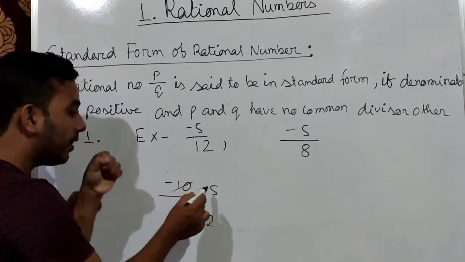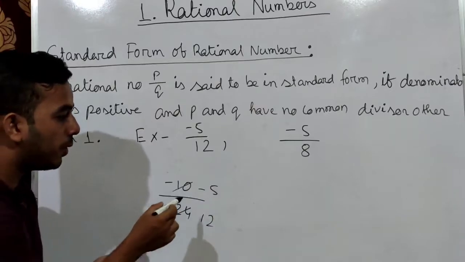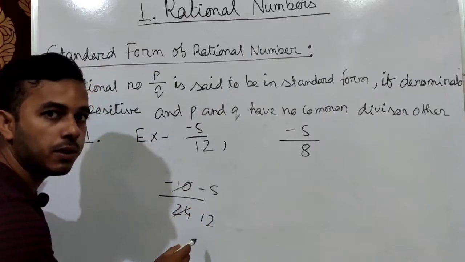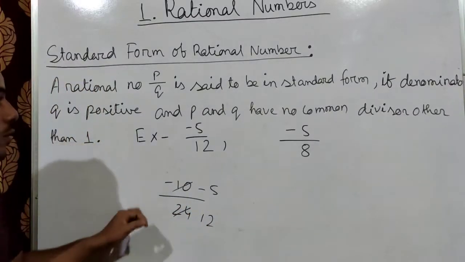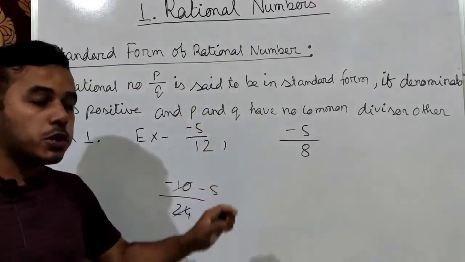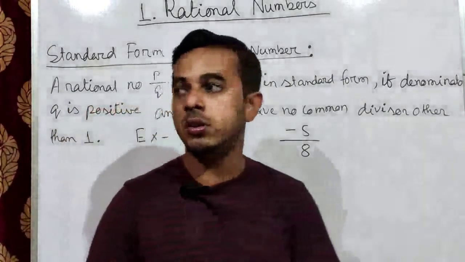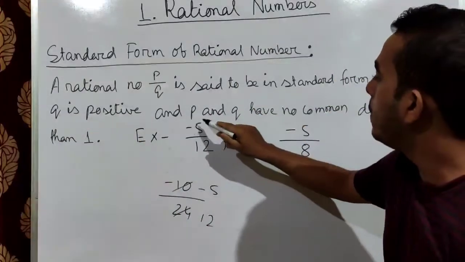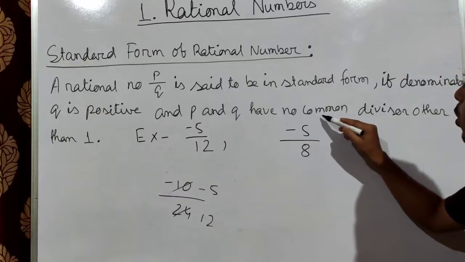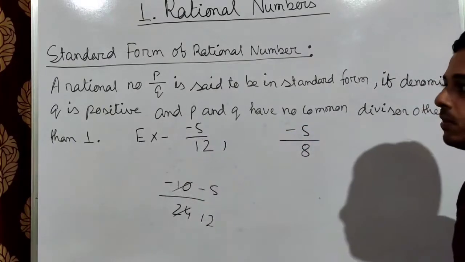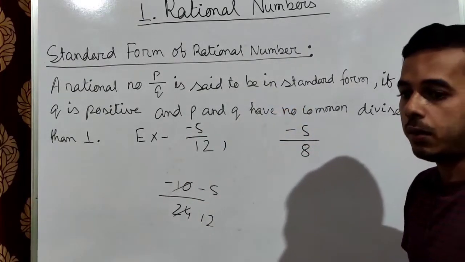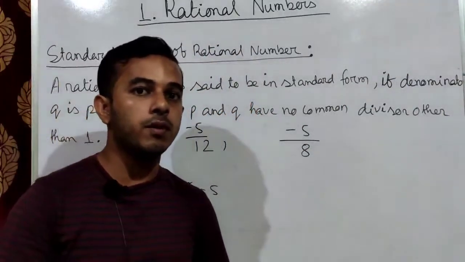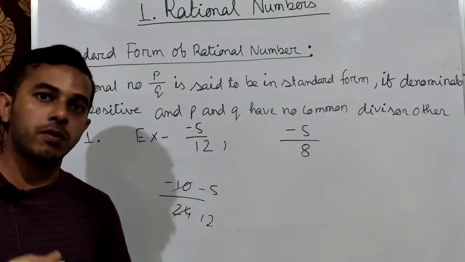That means the rational number which we get will be a standard form, because it is not further divisible, right? Okay. So the standard form of a rational number is when the denominator is positive. And you should remember that p and q have no common divisor other than 1. That means the rational number must not have any other divisor other than 1. That form is known as the standard form of a rational number.